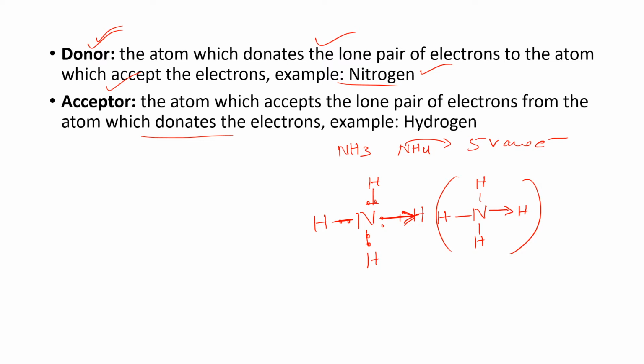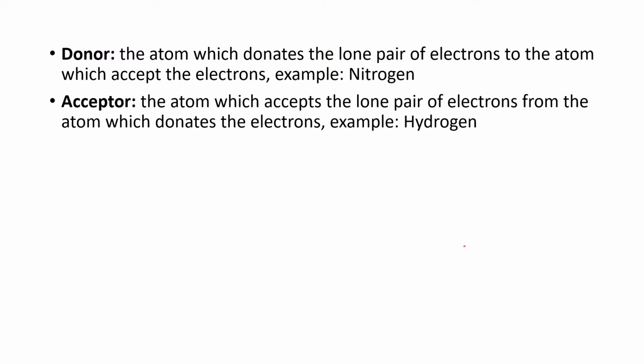The arrow indicates that it is not a normal covalent bond, it is a coordinate bond or dative bond. So this is about the formation of ammonium ion. Okay, so next this is over, and let us discuss with another example also. Another example is hydronium ion.